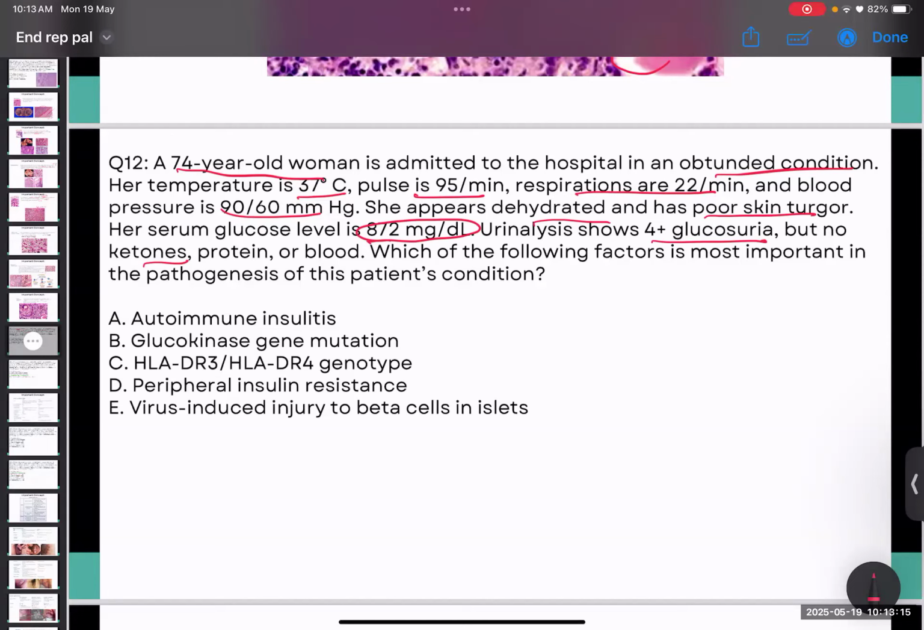So she is having glucosuria. She has no ketones. She has very high levels of glucose. She's definitely having hyperosmolar hyperglycemic state. And that's usually seen in patients with type 2 diabetes. So peripheral insulin resistance is the answer here.